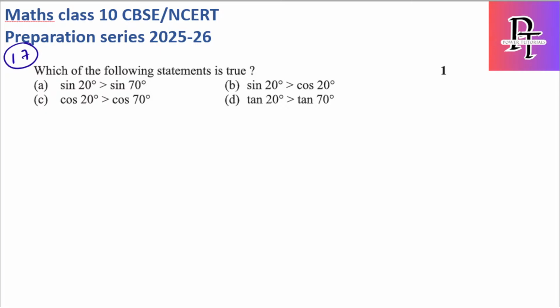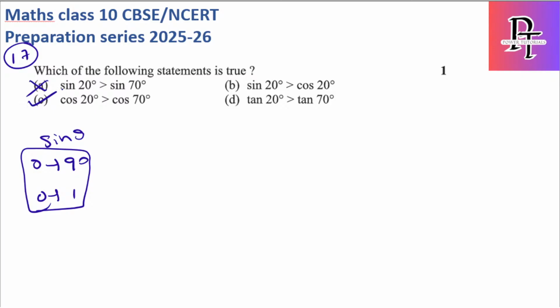Which of the following statements is true? Fine. Sin 20 is greater than sin 70. First one is wrong, because the sin value increases from 0 to 90 degrees, from value 0 to value 1. So sin 20 should not be greater than sin 70, whereas for cos it will be true. Sin 20 is greater than cos 20, wrong. Tan 20 greater than tan 60, this is also wrong, because the tan value also increases from 0 to infinite from 0 to 90 degrees. So the only function which decreases is cos theta.